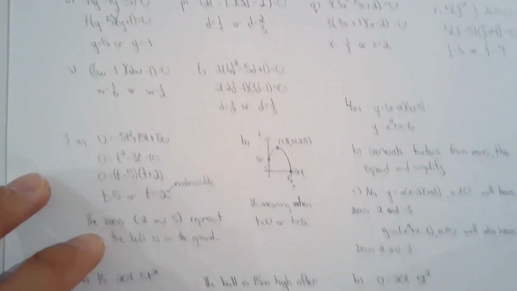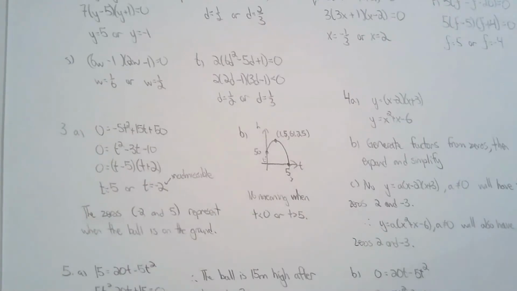For question 3, you're given the equation and you're basically asked the zeros and explain their significance. So the zeros are 5 and -2. You have to reject -2 because they represent when the ball hits the ground, and you can't hit the ground before you threw the ball. Okay, and it's clear for 3b.